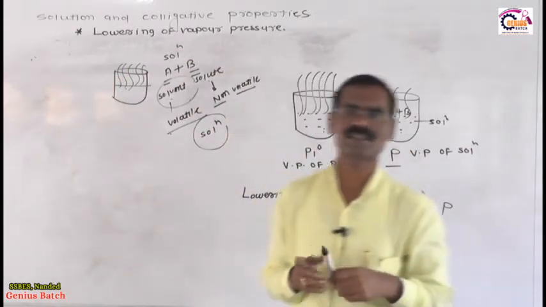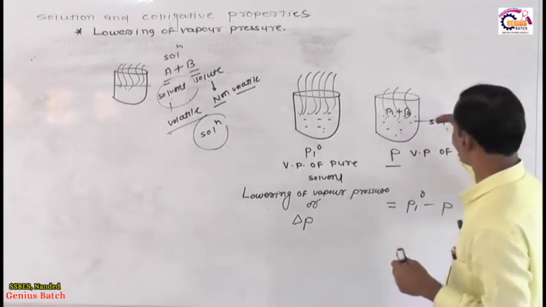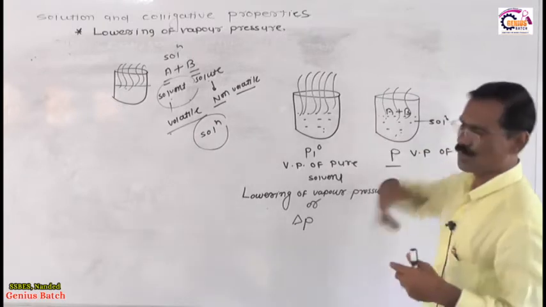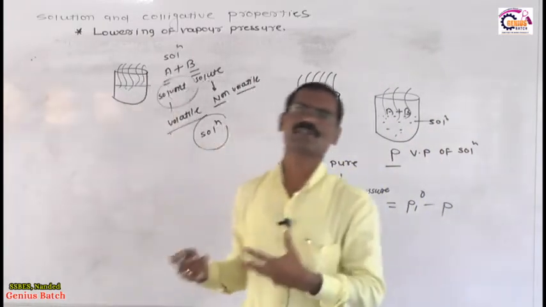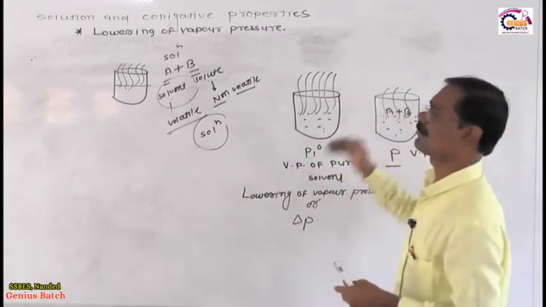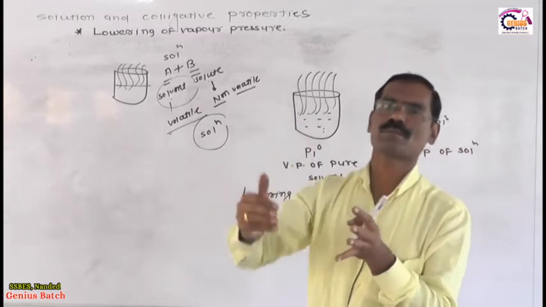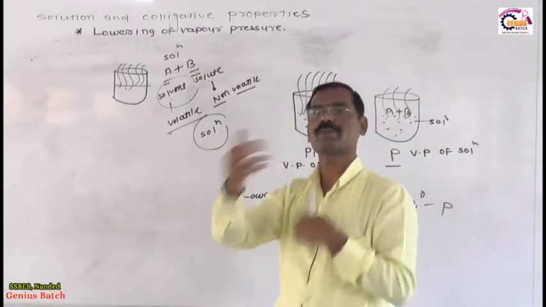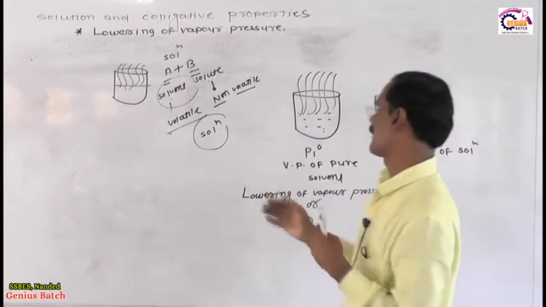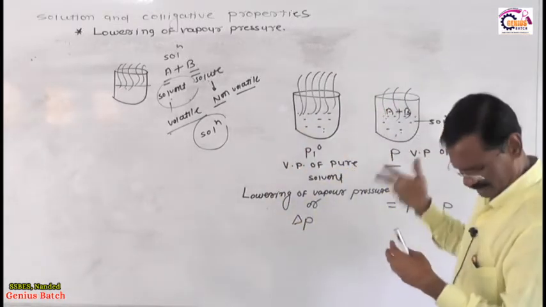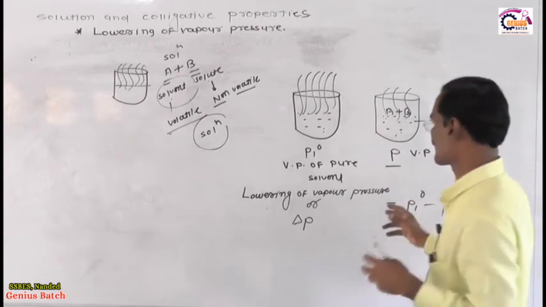Is it clear 100%? I don't think you will have any doubt now. Obviously, lowering of vapor pressure is one of the colligative properties. So why do we say this is a colligative property? Because this is a property whose value depends on the number of particles, not on the nature of particles. It means how much lowering of vapor pressure there is depends on the number of particles, not on their nature. So this is the first very interesting colligative property, called the lowering of vapor pressure. Is it okay?